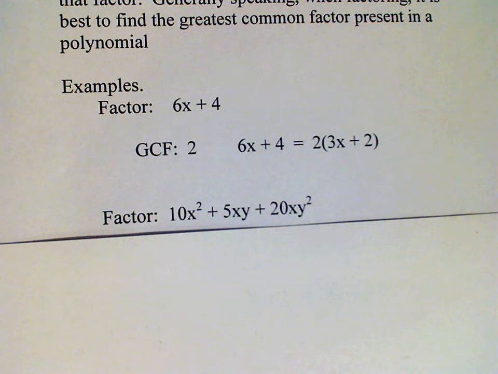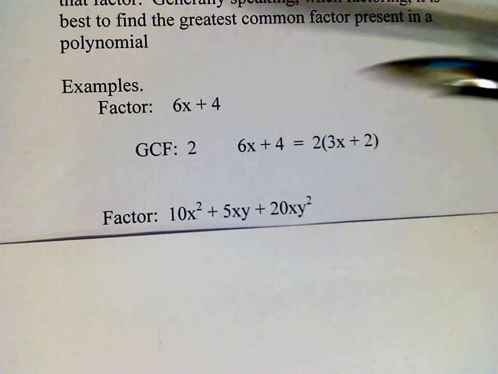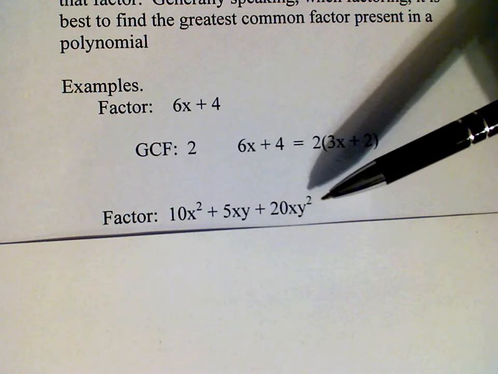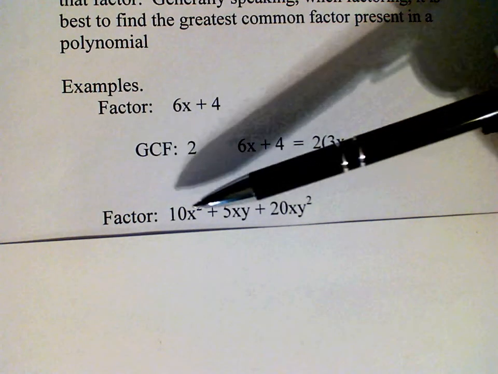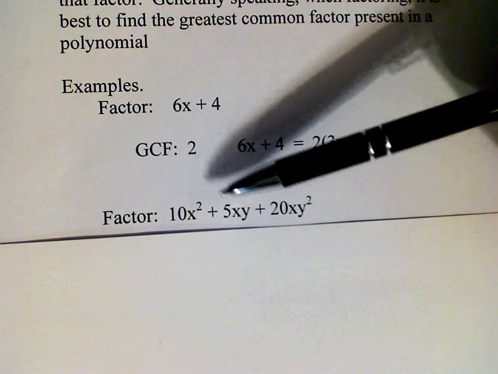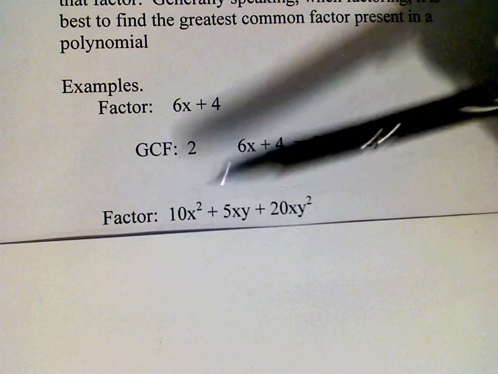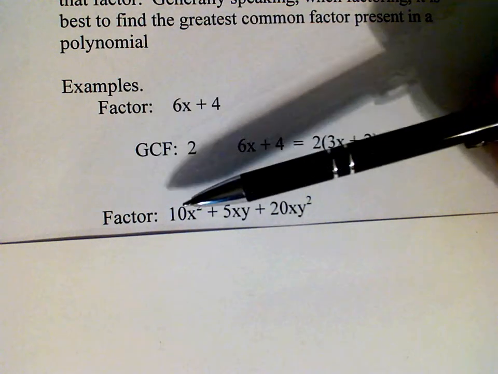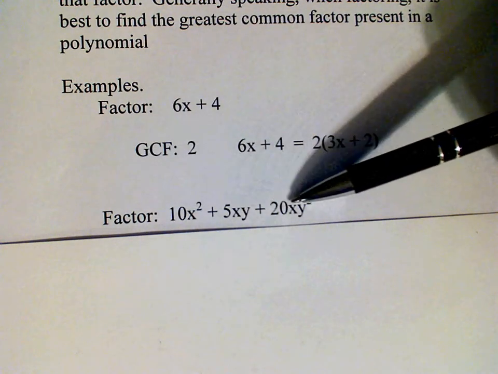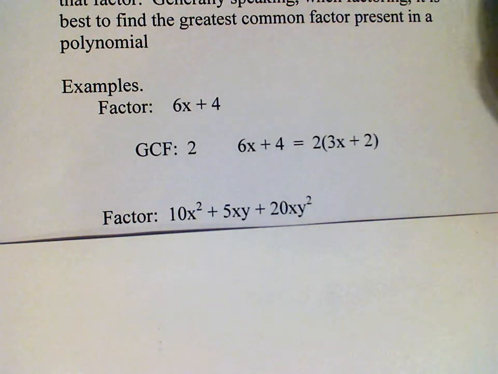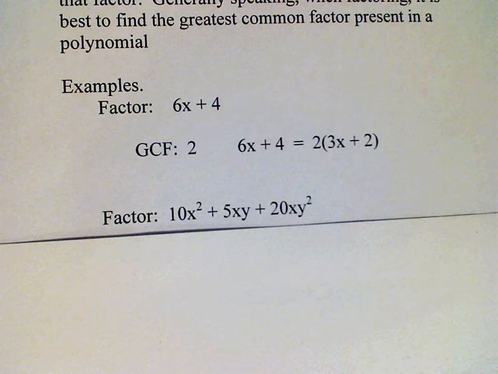Okay, here's one a little more complicated. 10x squared plus 5xy plus 20xy squared. If we look at the numerical coefficients, we see that 5 is a common factor in each of these terms. But this is not the only common factor. We see that x is also present in each one of the 3 terms. And so therefore 5x is the greatest common factor.